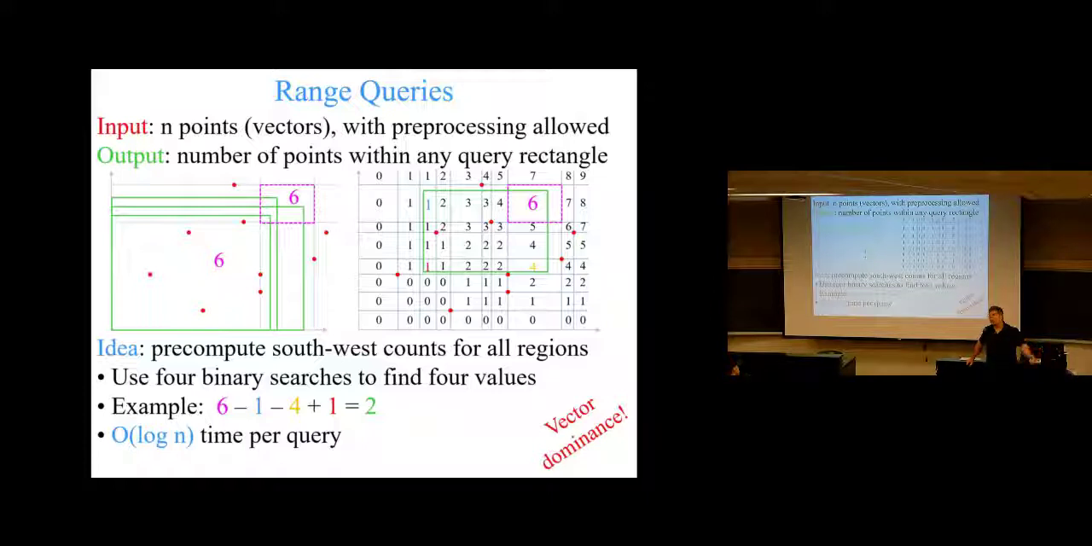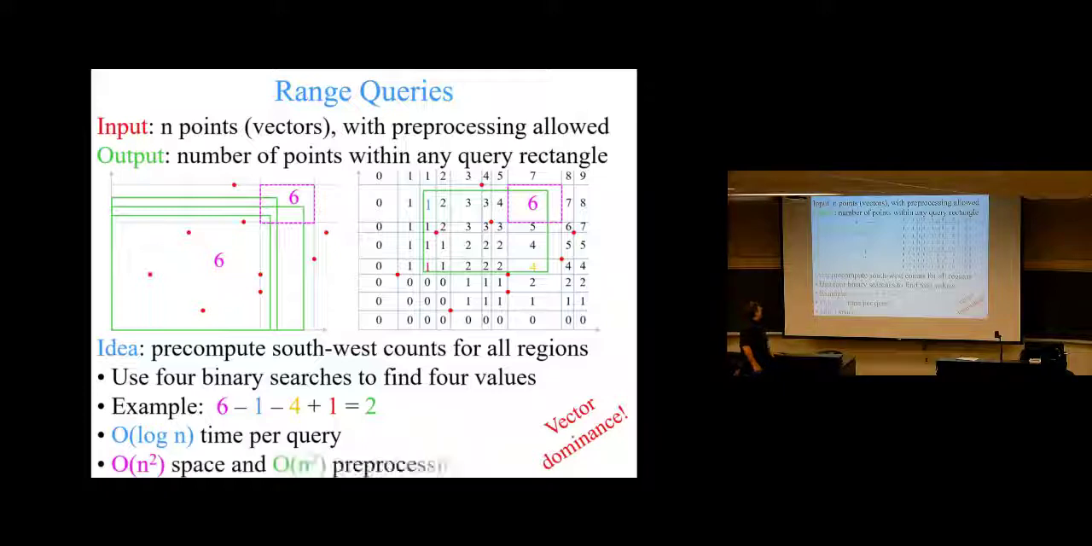Then you do inclusion-exclusion to do minus, minus, plus, like we saw in the previous slide. Do that arithmetic and you get your answer. And all this is happening now in logarithmic time because the bottleneck here is the binary search. The arithmetic doesn't take hardly any time at all, it's constant overhead.